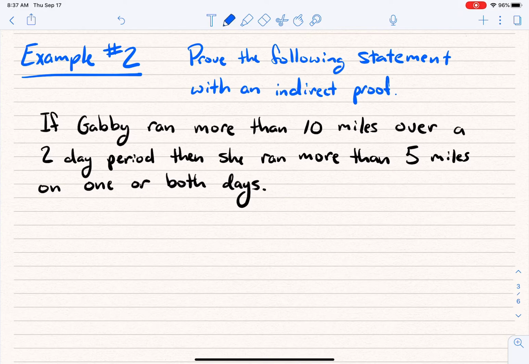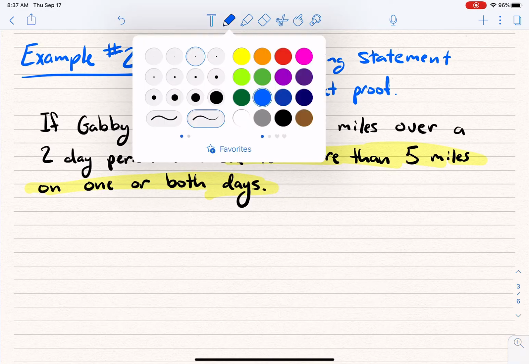And so really the part that we want to negate is the conclusion of the conditional. So I'm trying to assume the negation of this part right here. I'm trying to say that maybe that didn't happen, okay? So we're saying if Gabby ran more than 10 miles over a 2-day period, we're not negating that. That happened. We're trying to prove that she must have run more than 5 miles on one or both of the days.